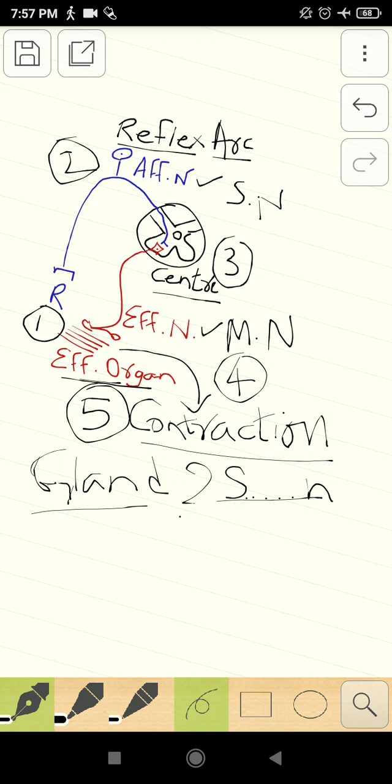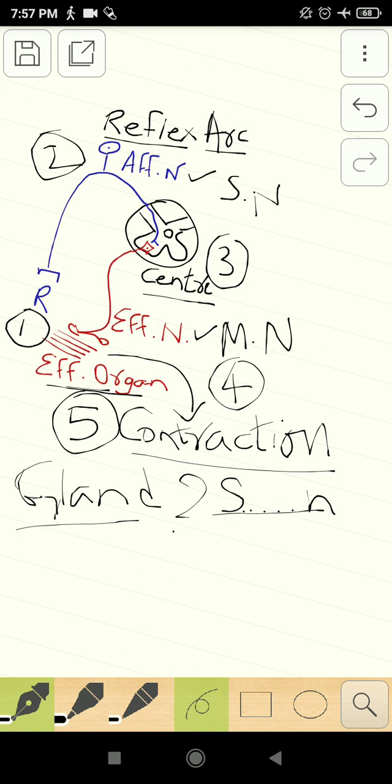So in summary, the reflex arc consists of a receptor, afferent neuron, center, efferent neuron and effector organ. These are the 5 components of the reflex arc: receptor, afferent neuron, the center, the efferent or the motor neuron and the effector organ.